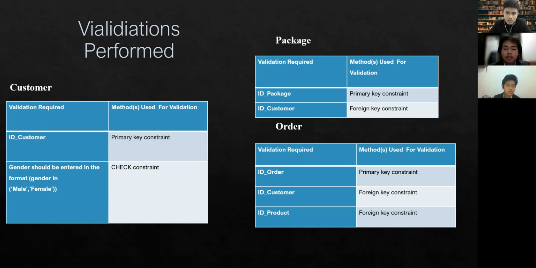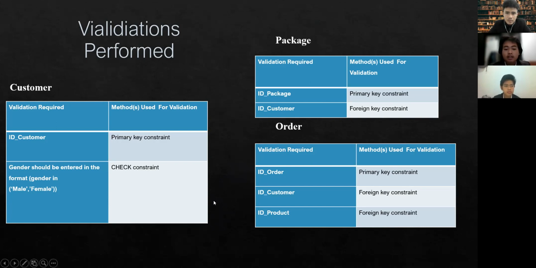Next table is package. Validation required ID package. The method used for validation is primary key constraint. And the second is ID customer. And the method used for validation is foreign key constraint.